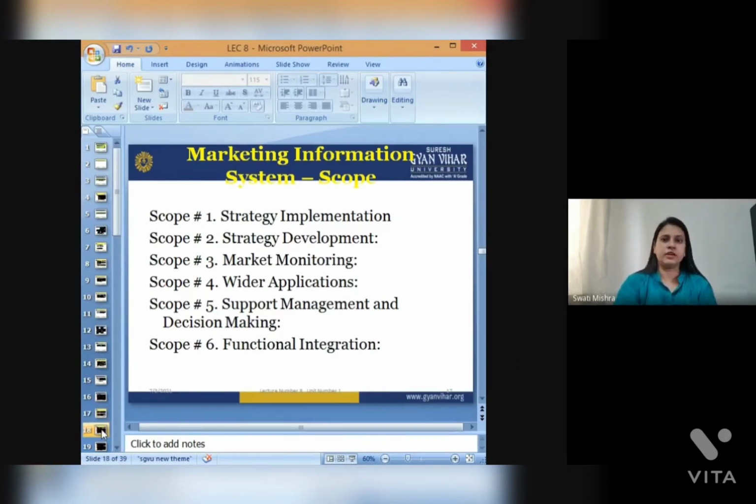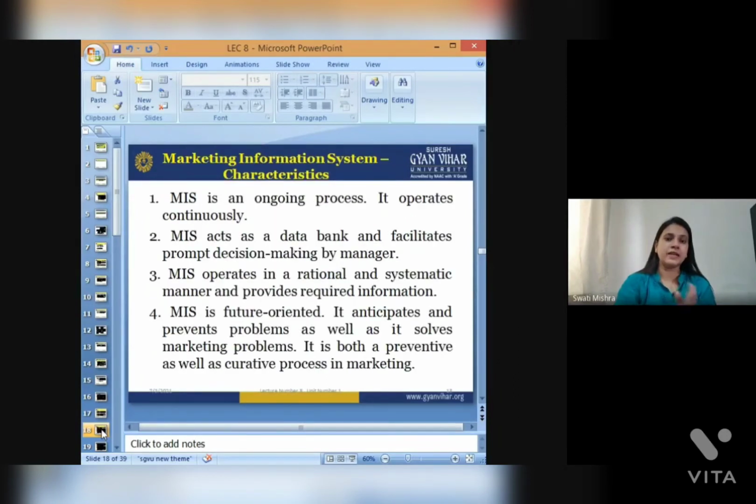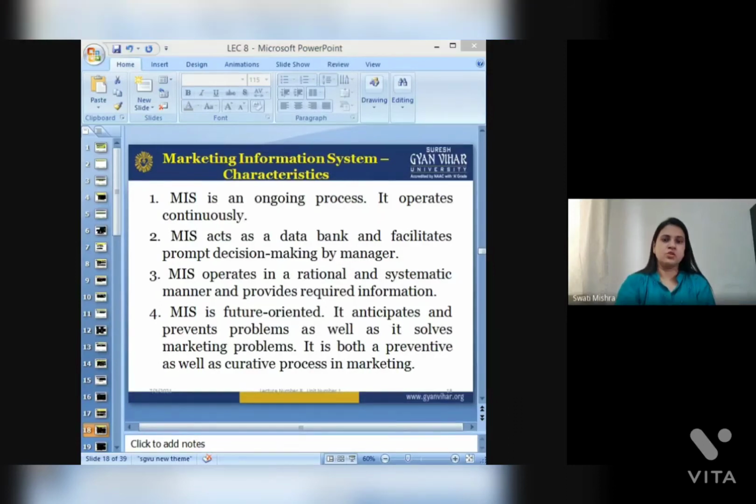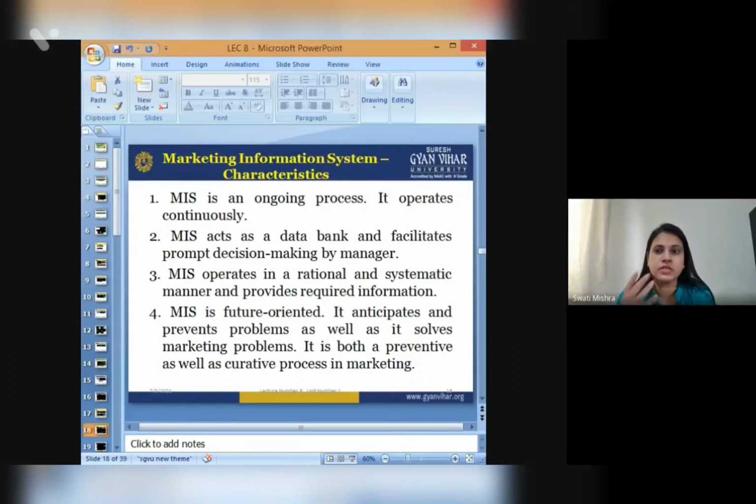And further, now we will be discussing the characteristics of marketing information systems. As far as the characteristics are concerned, I have jotted down a few in front of you. MIS is an ongoing process. Why do we call it an ongoing process? Because it keeps on operating continuously in an organization without any halt or stop. Similarly, it acts as a data bank and facilitates prompt decision making by the managers.